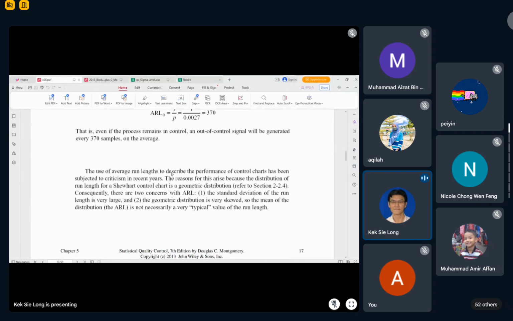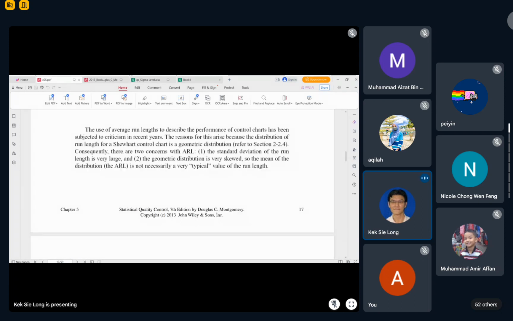The use of average run length to describe the performance of the chart has been subject to criticism in recent years. The reason why we use it is because the distribution of run length for a Shewhart control chart is a geometric distribution. There are two concerns with ARL. First, the standard deviation of the run length is very large. Second, the geometric distribution is very skewed. The mean of the distribution is not necessarily a very typical value of the run length. So these are two concerns with ARL.